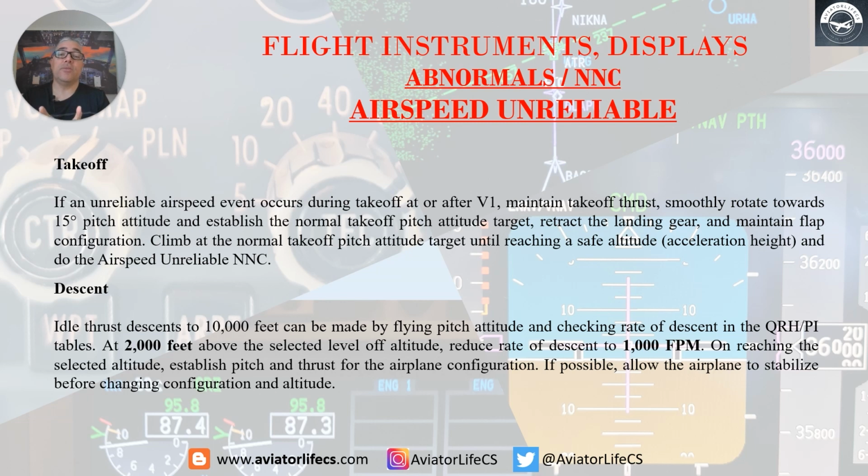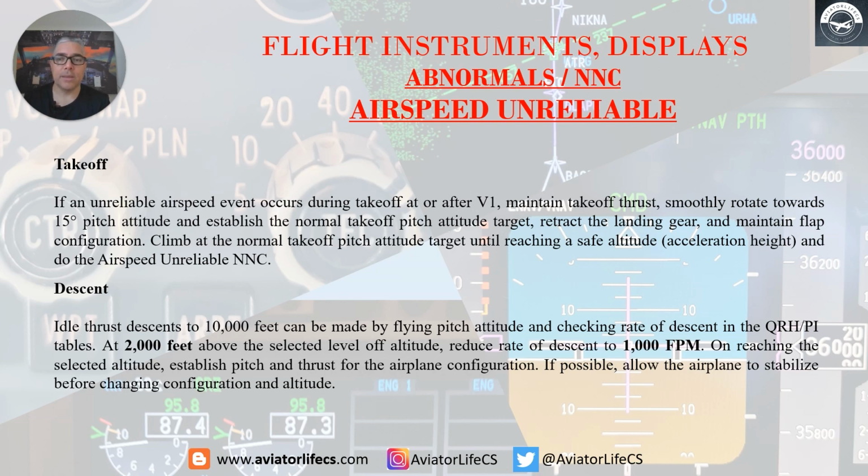So in different phases of flight, if we get the airspeed unreliable, let's see what the FCTM says. During takeoff, if an unreliable airspeed event occurs at or after V1, maintain takeoff thrust, smoothly rotate towards 15 degrees pitch attitude and establish the normal takeoff pitch attitude target. Retract the landing gear and maintain flap configuration.